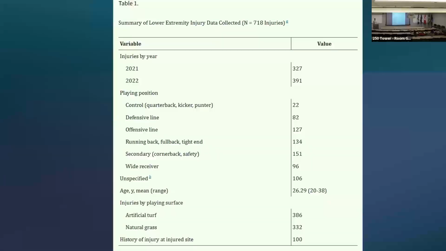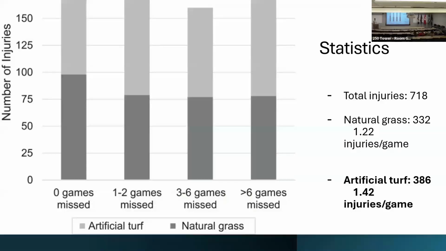And then here is what they really found. Across those 2 seasons, there was a total of 718 lower extremity injuries, with the majority of those occurring on artificial turf. As you can see, 386 versus 332. They calculated their incidence as 1.42 injuries per game, a little bit higher than 1.22 on natural grass.